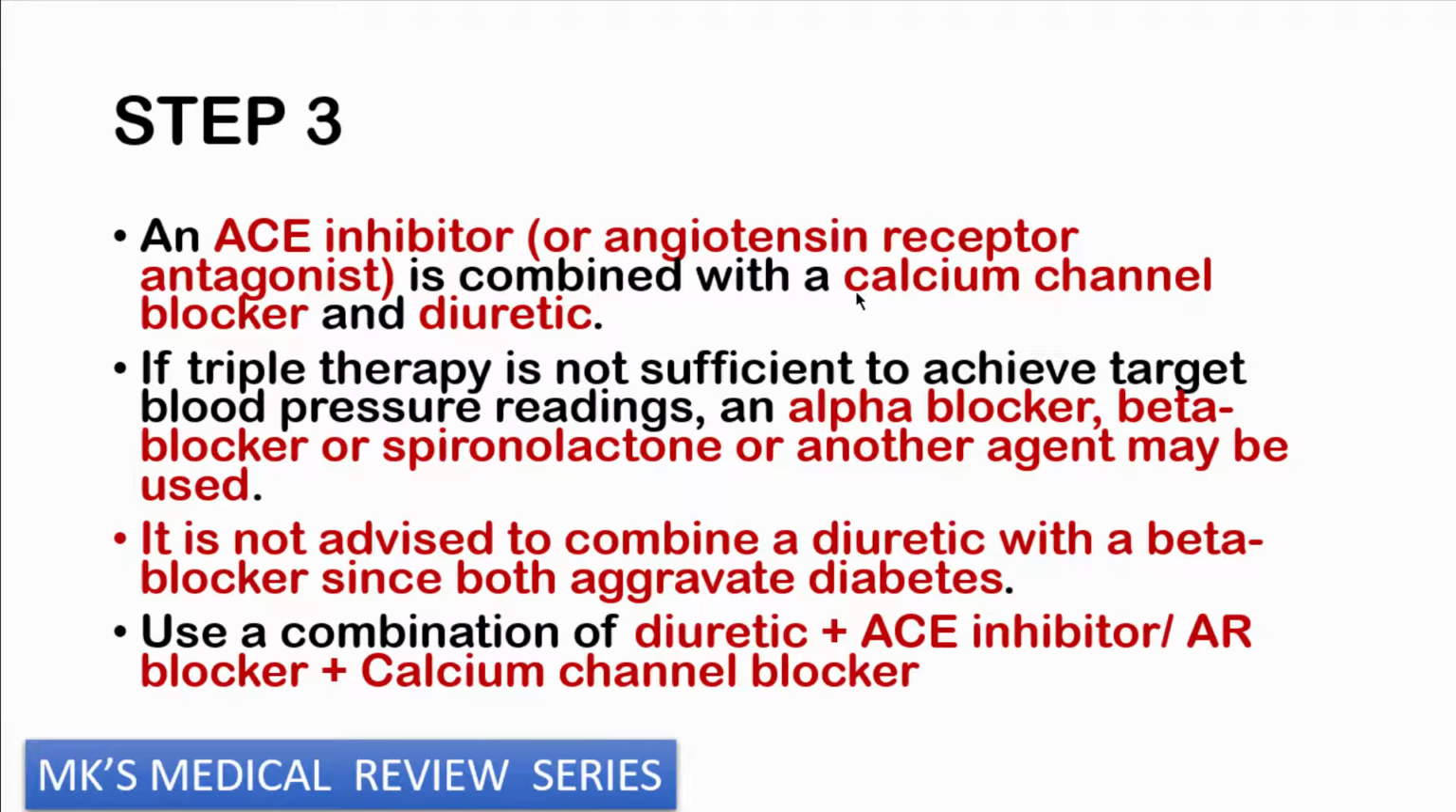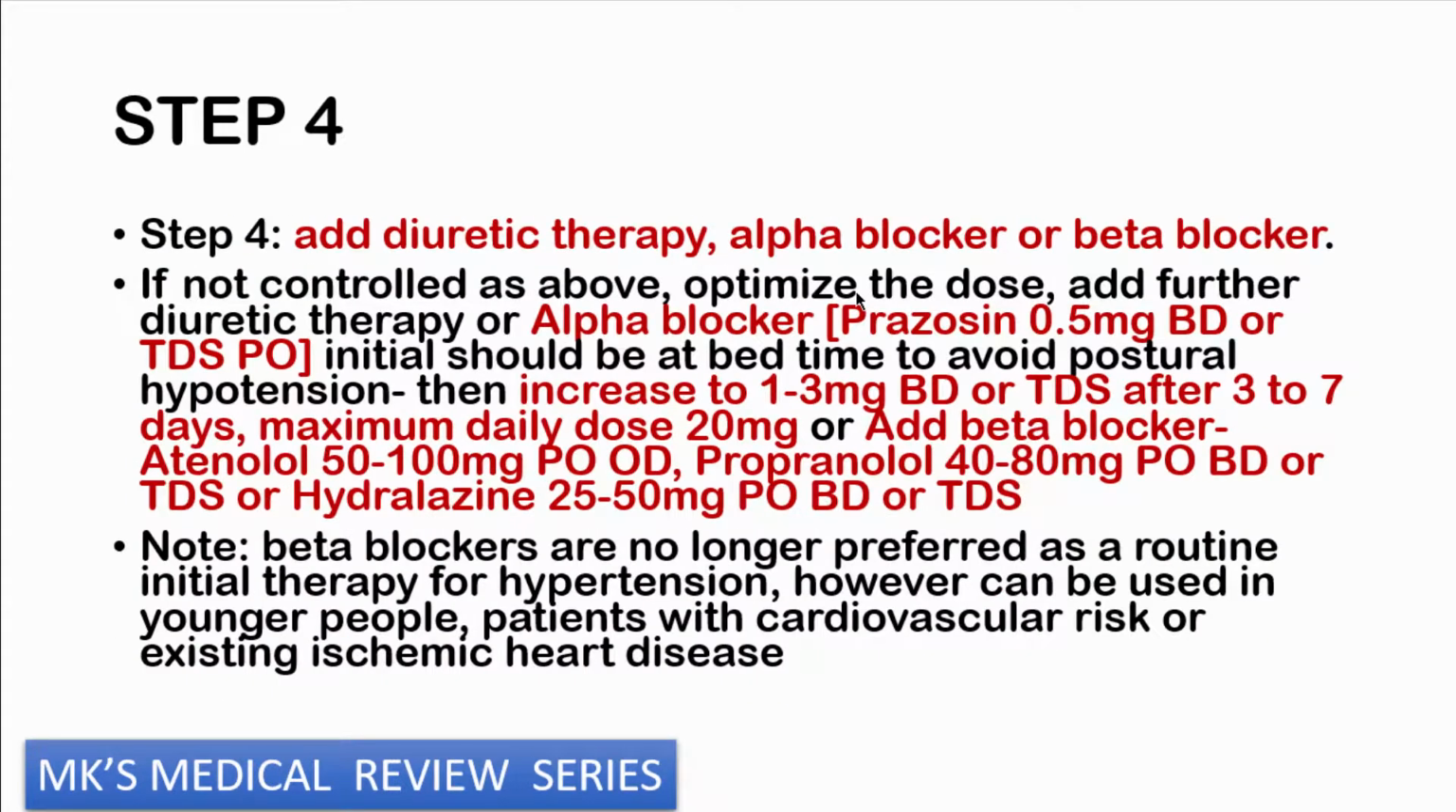And if the 3 drugs are not yet sufficient to actually manage the hypertension, you may add an alpha blocker, you may add a beta blocker, or spironolactone, or any other antihypertensive agent. But usually we do not advise individuals to combine diuretics with beta blockers, because this can exacerbate diabetes. Then in step 4, that's where you add either another diuretic, an alpha blocker, or a beta blocker if they're not optimized. But at this point, I'm sure you would have already referred them to a cardiologist.